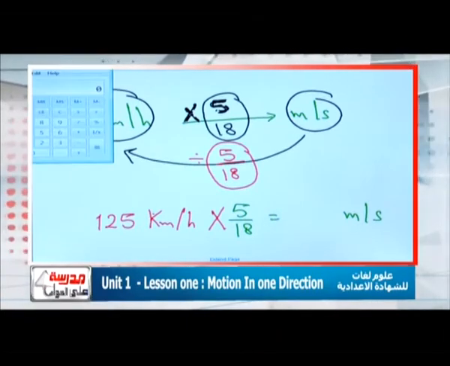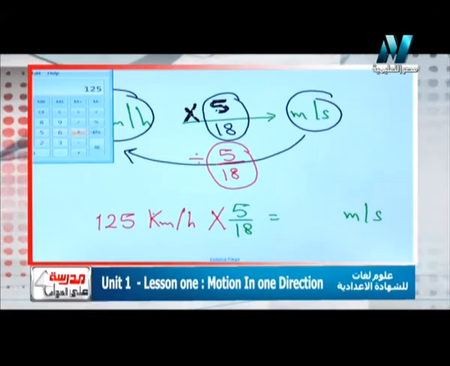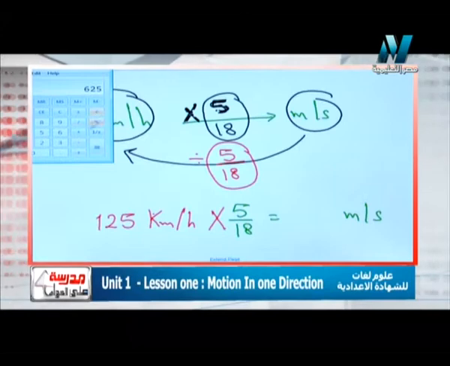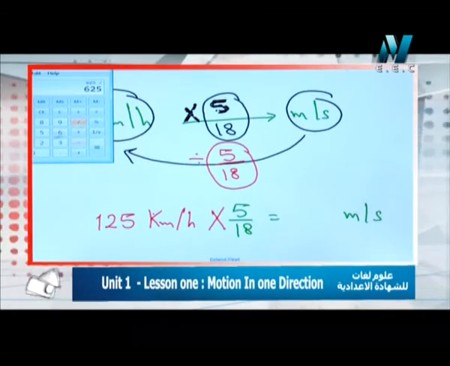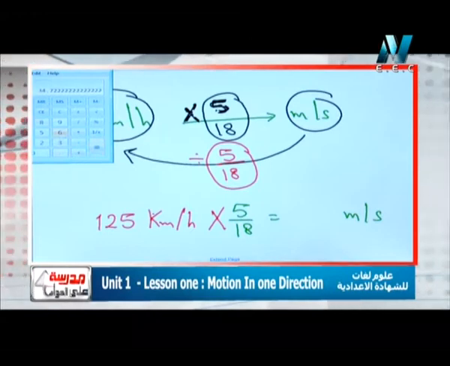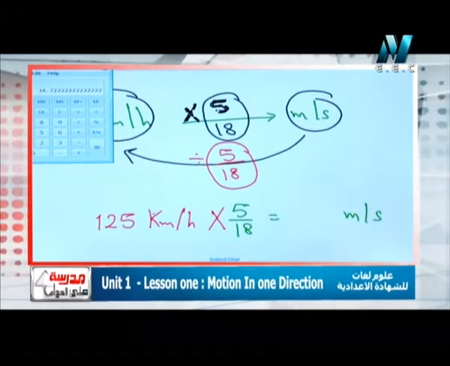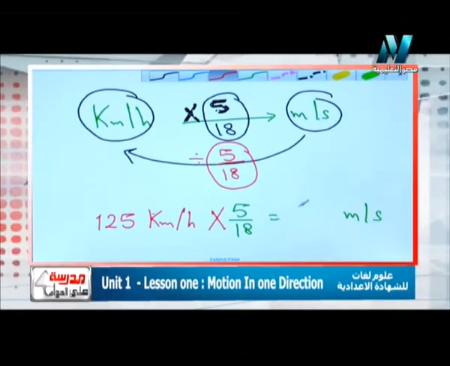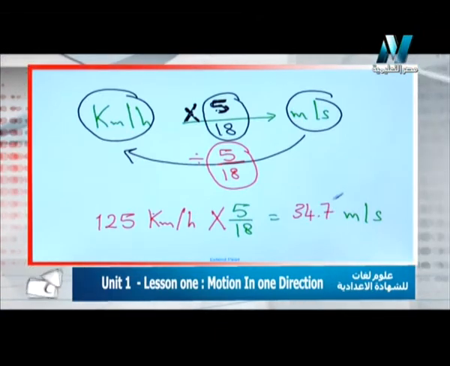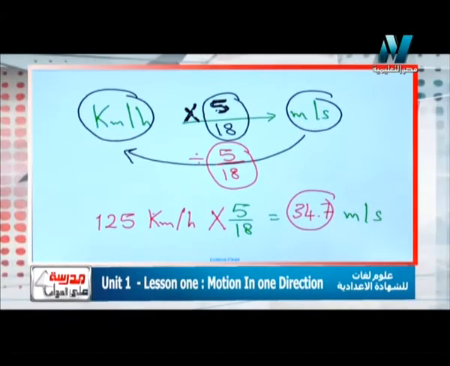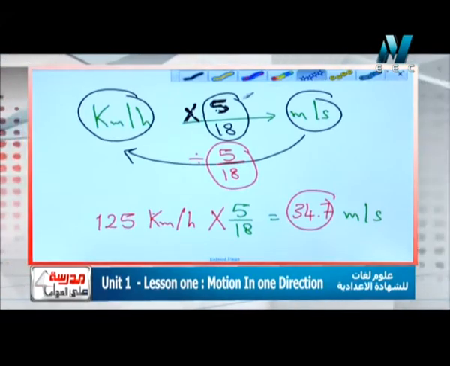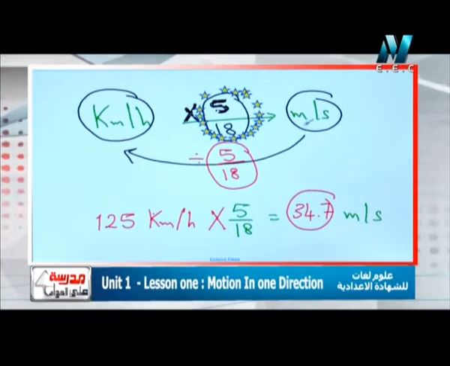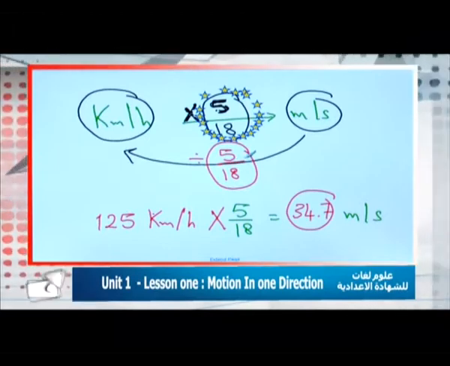طيب تعال نحسبها مع بعض. 125 times 5 over 18 equal 34.7 meter per second by one step. As you see here we can recognize from kilometer per hour to meter per second multiply with 5 over 18, or from meter per second to kilometer per hour divide 5 over 18.